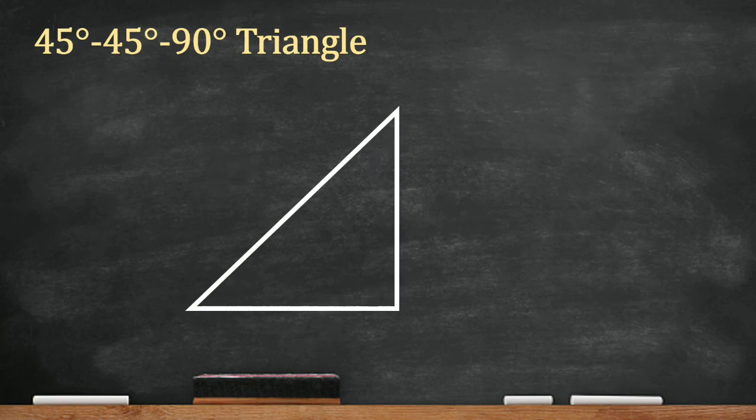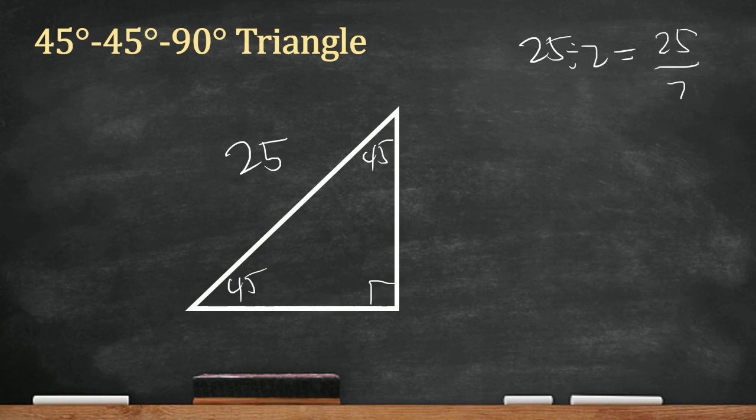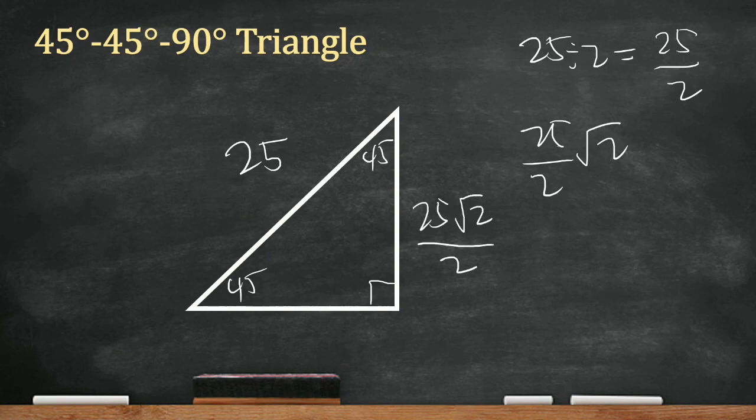Okay, so last example, 45, 45, 90, and assuming this is 25. So the measurement of the hypotenuse is 25. Just divide 25 by 2. So this is just equal to 25 over 2. Just copy 25 over 2 and multiply by square root of 2. So this is now the measurement of the leg. So 25 times square root of 2 all over 2. Since these sides are equal, this is also 25 square root of 2 divided by 2.